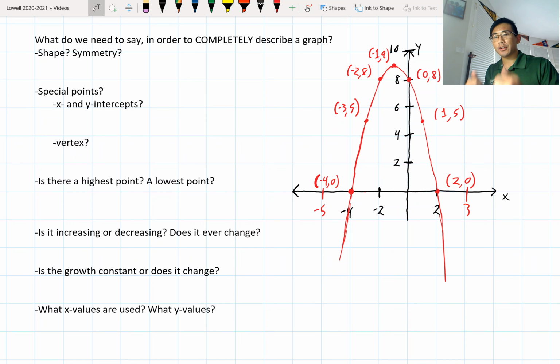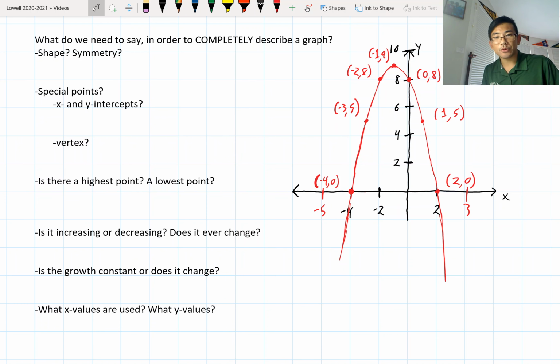Okie dokie. So if you're joining us from the previous video, then you saw how we graphed this parabola that you see below, or maybe you graphed it on your own, in which case, welcome to this video. So let's describe the heck out of this graph. Here are our graph investigation questions here on the side.